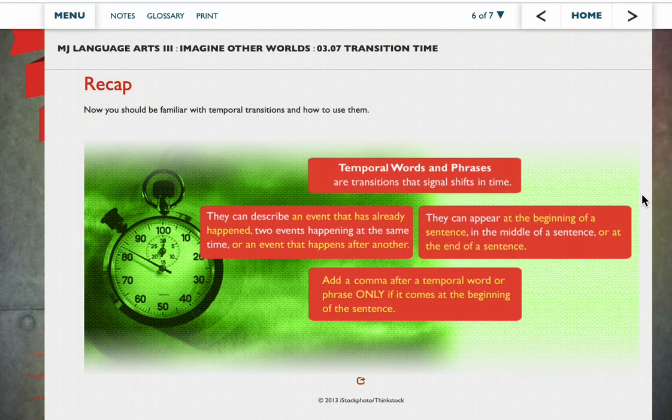Now you should be familiar with temporal transitions and how to use them. Temporal words and phrases are transitions that signal shifts in time. They can describe an event that has already happened, two events happening at the same time, or an event that happens after another. They can appear at the beginning of a sentence, in the middle of a sentence, or at the end of a sentence. Add a comma after a temporal word or phrase only if it comes at the beginning of the sentence.